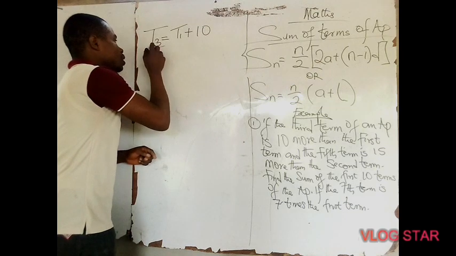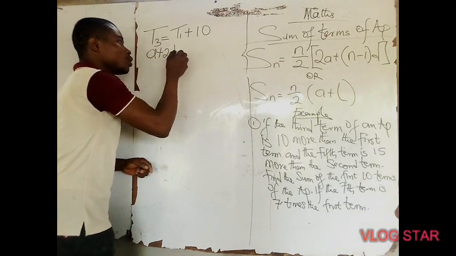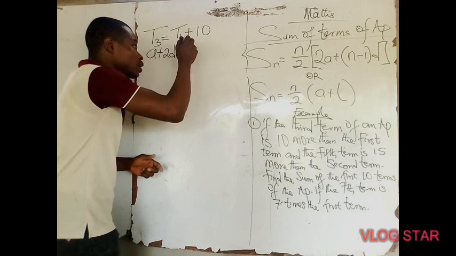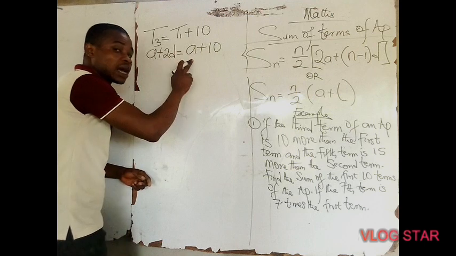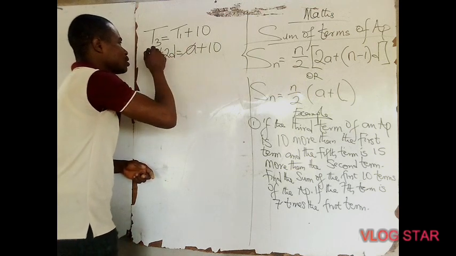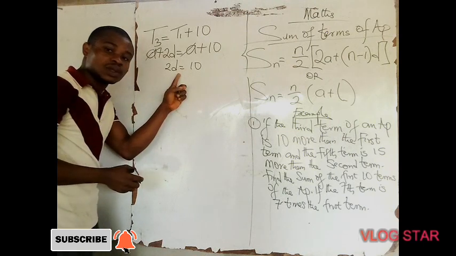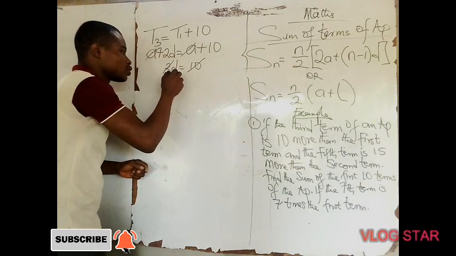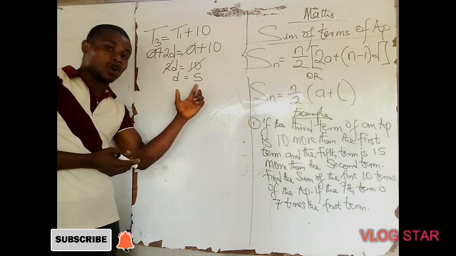Therefore, how do we get T3? T3 is A plus 2D, which is equal to our first term, A, plus 10. Because we have A on both sides, we just cancel out the A's. You have 2D equal to 10. So you make D the subject of the formula by dividing both sides by 2. So D is equal to 5. Here, we have discovered the common difference.